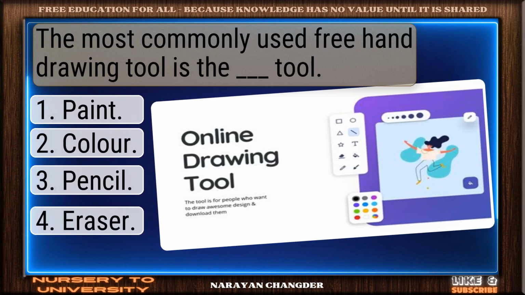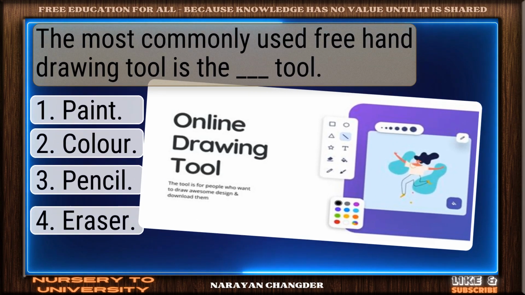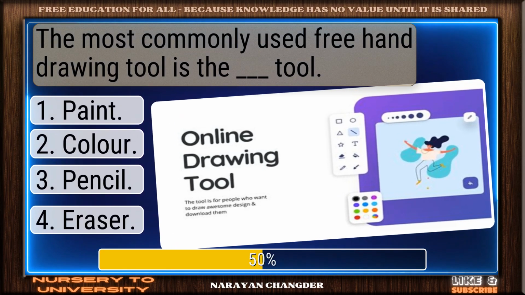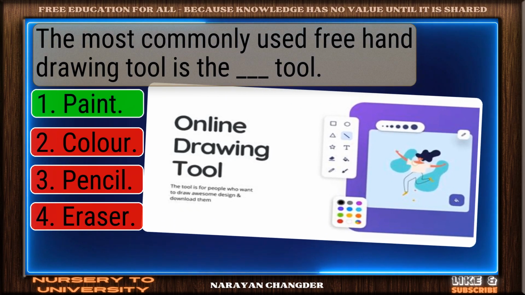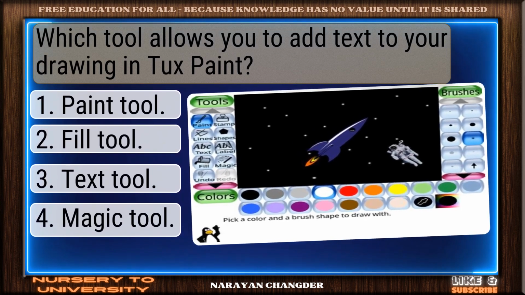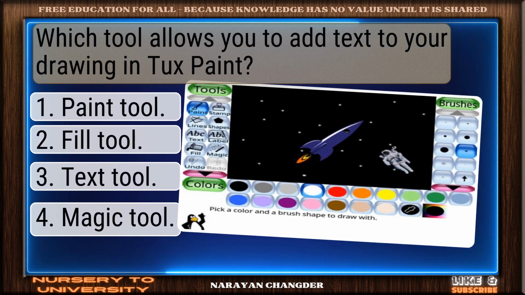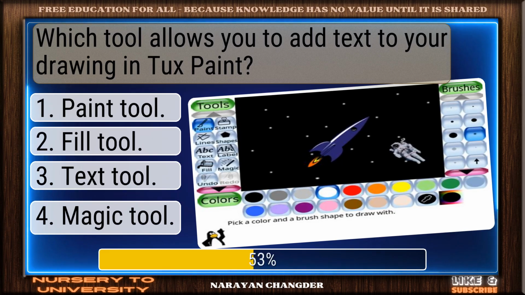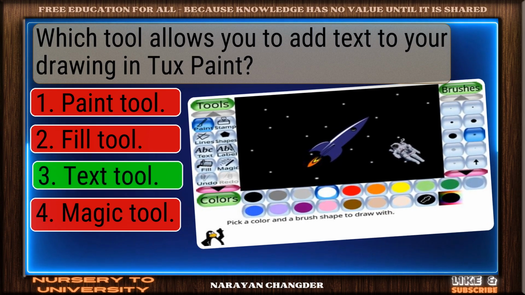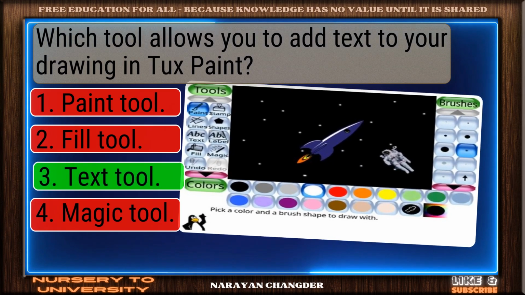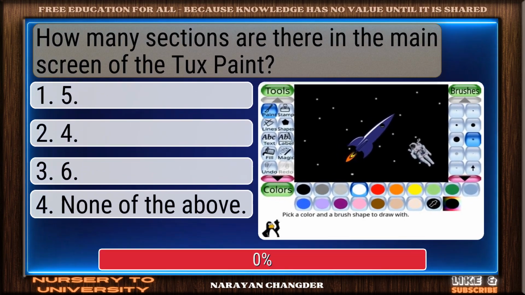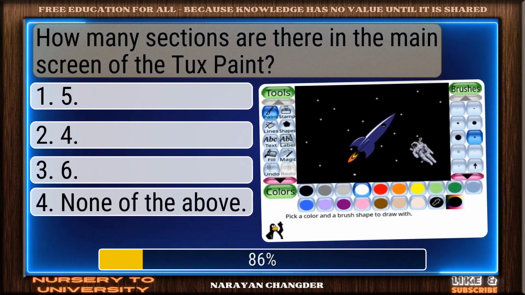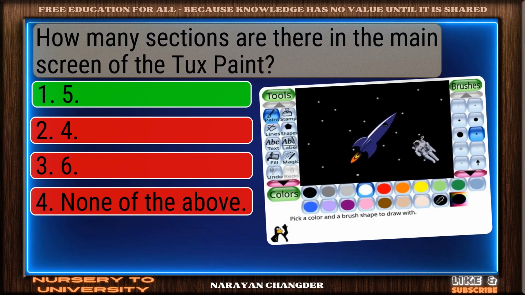The most commonly used freehand drawing tool is the Dash tool. Great thinking. Paint is right. Which tool allows you to add text to your drawing in TuxPaint? Perfect. Text tool is the one. How many sections are there in the main screen of the TuxPaint? Good game. 5 is right.